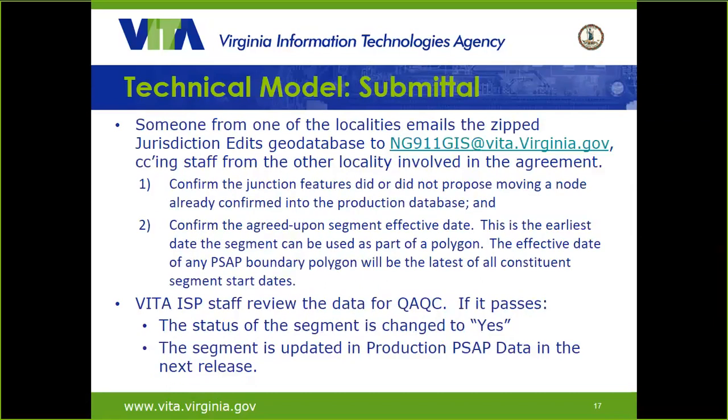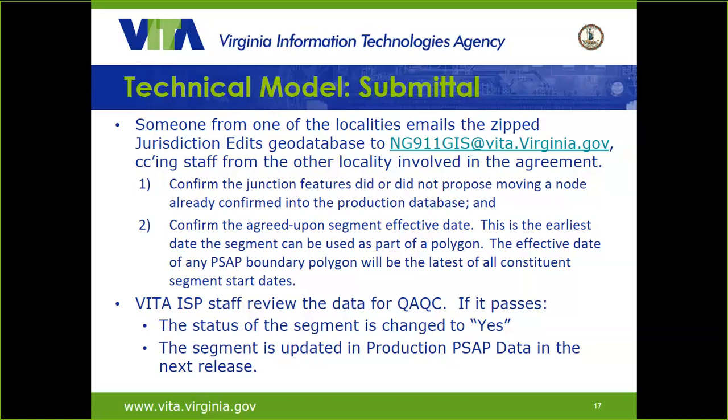Okay, so when we have the GIS data for that line segment modeling what's been agreed to by the localities, to submit that data, someone needs to zip up that jurisdiction's edit geodatabase and email that as an attachment to ng911gis@vita.virginia.gov. When you do that, include as the CC all the staff from both jurisdictions, both localities that were involved in the agreement. If that's 4, that's great. If that's 12, that's great. Or maybe you just want to involve the key decision makers. But make sure everybody's in the loop on that, and therefore also each side has a copy of that.